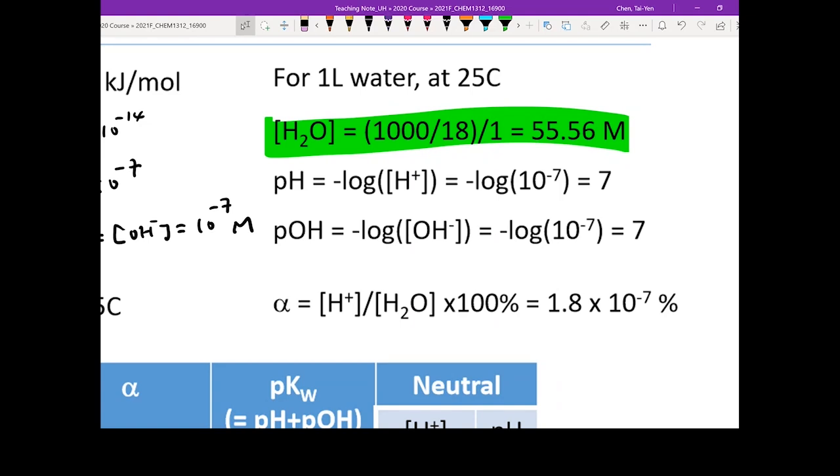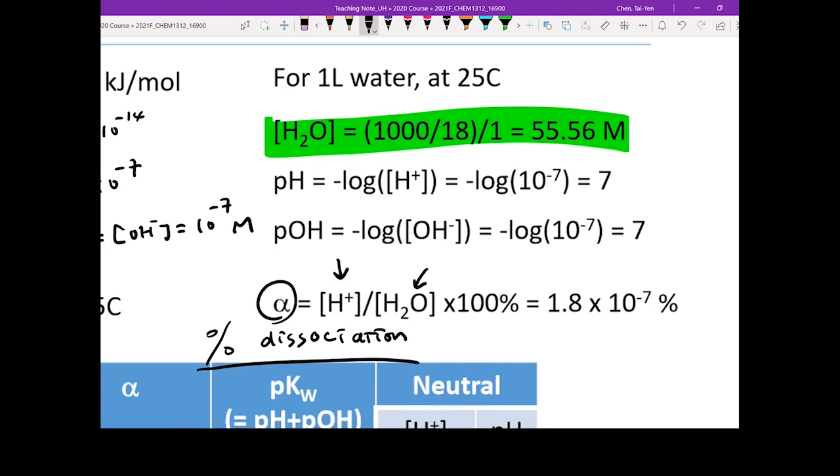One very important concept you should know is this alpha. Alpha is called the percent dissociation of the species you're working on. In this case, it will be the percent dissociation of water. It is defined as the proton concentration over your reactant concentration times 100%. In homework, they will ask you what is the percent dissociation of a certain species, and that's the equation you're going to use.